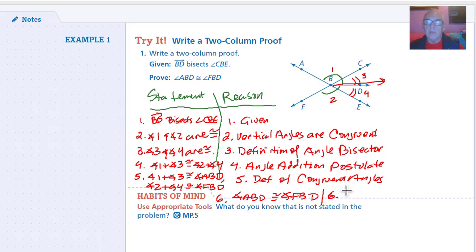Remember step 6. And then I usually like to put what steps it went from, with 5 to 4. So between steps 5 and 4, we did a substitution. And we ended up proving that angle ABD is congruent to angle FBD. Okay, let's move on.